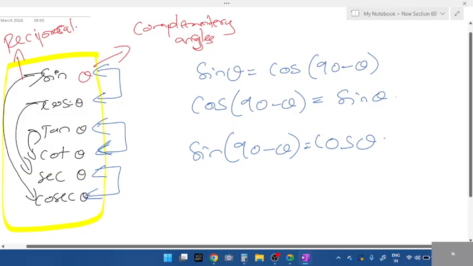But make sure sin and cos are one pair. Tan and cot is another pair. Sec and cosec is the third pair. Okay, you can write it like this. Now tell me the next one, students.